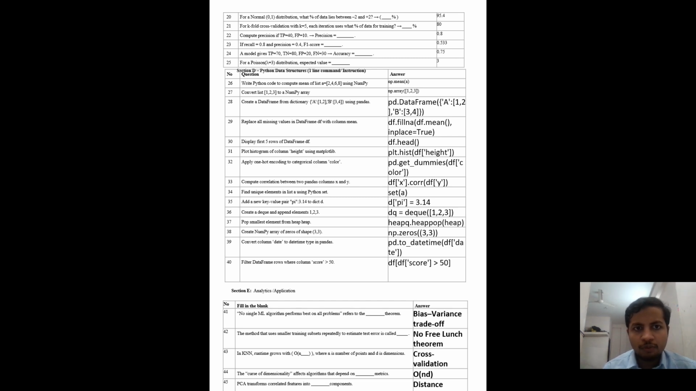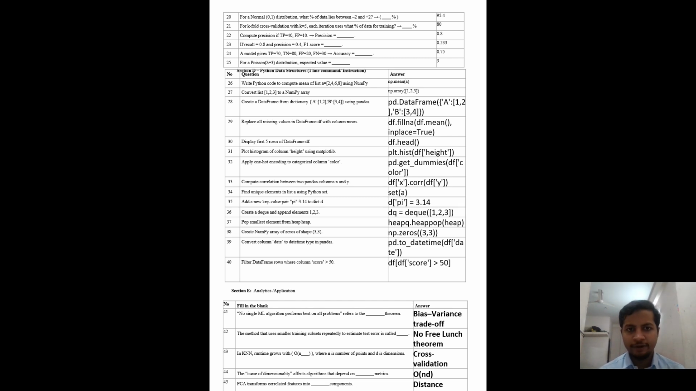Now moving to section D, where we start with the 26th question. Write Python code to compute mean of list A. We know that there is an inbuilt function with the name mean, so we just write np.mean(a). This is a numpy library we use for mean. In question number 27 we had to convert the list to a numpy array. For that we write np.array([1, 2, 3]).